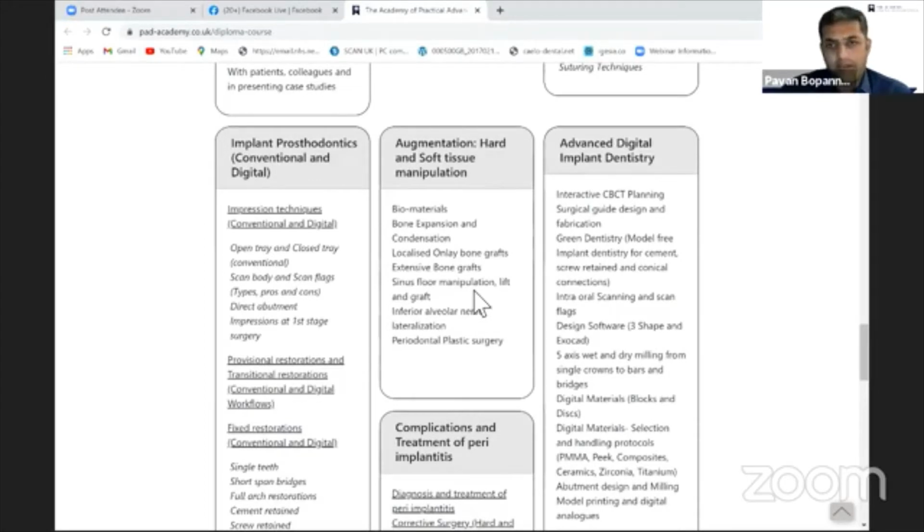Very, very important again. So we'll spend a day on biomaterials, bone expansion, condensation. The reason it's so important is 75% of my cases, most of them referred, will require one of these things. Will either require a small amount of biomaterials or ridge expansion or condensation or a localized onlay graft or a sinus lift. Okay, sinus floor manipulation is very, very common, as you know.